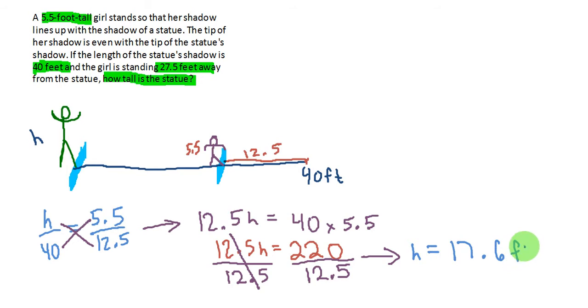17.6 feet. Or you could take 0.6 and turn it into a fraction, which would be 6 over 10. Or when simplified, 17 and 3/5 feet in height here. So that is our final answer.